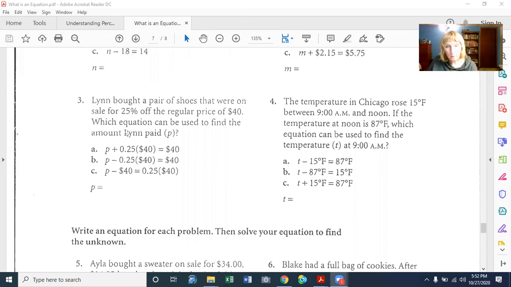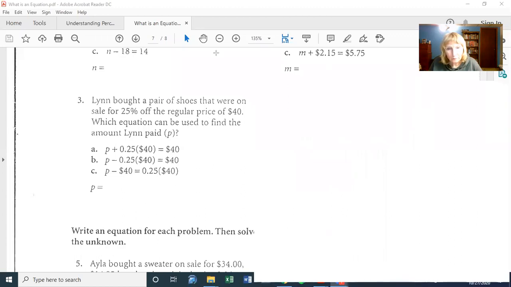Number 3. Lynn bought a pair of shoes that were on sale for 25% off the regular price of $40. This one's tricky. Which equation can be used to find the amount Lynn paid? Well, I'm going to make a little bit of space here, just in case. So what is P standing for? The amount that Lynn paid. Okay, so she's not paying full price. It's equal to the amount she paid. So it's her sales price.